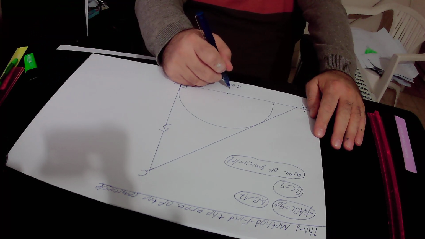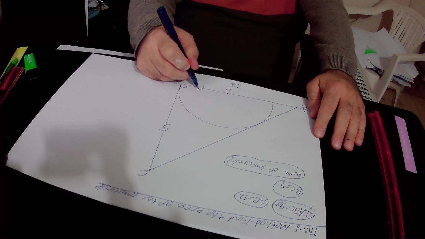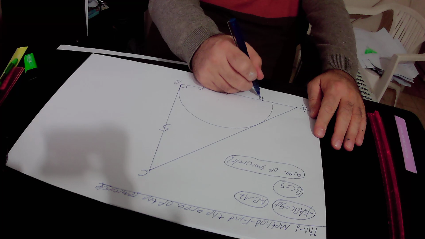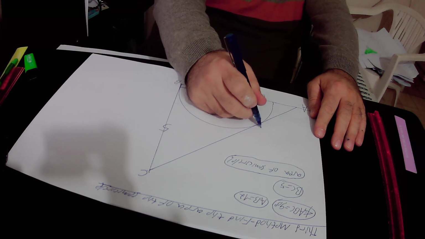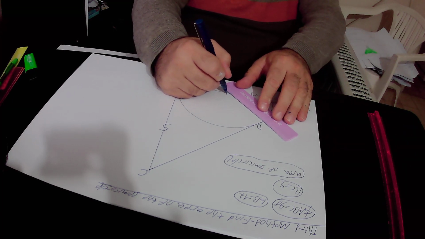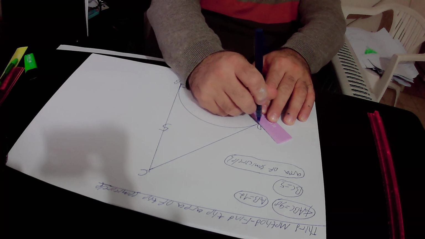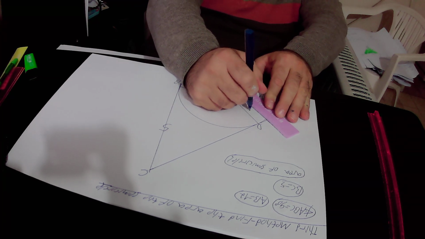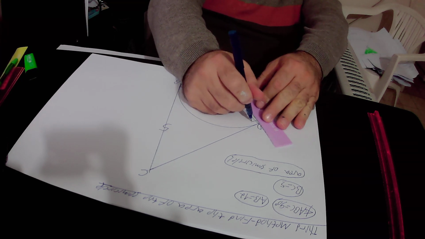We know that this point is point O. This equals R. AO is 12 minus R. And we also know that this point is point D. And DO is the radius of the semicircle. It equals R. And this angle is a right angle. Those two angles are right angles.